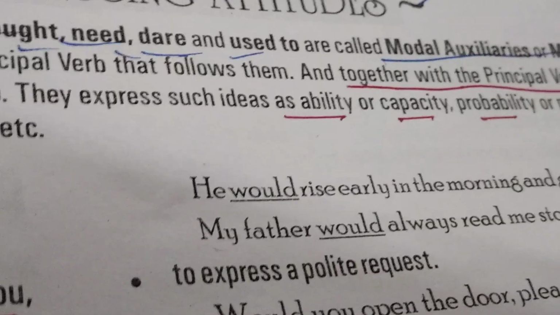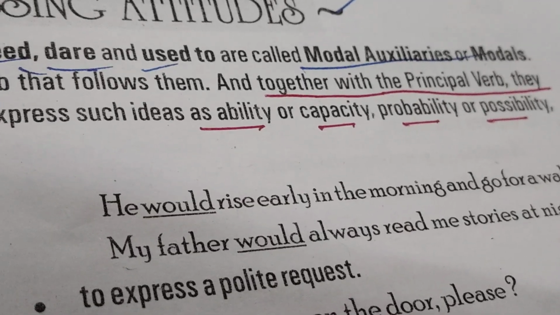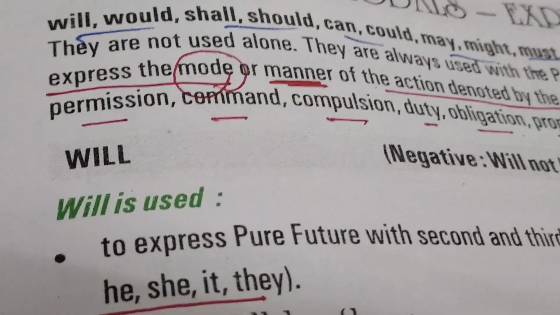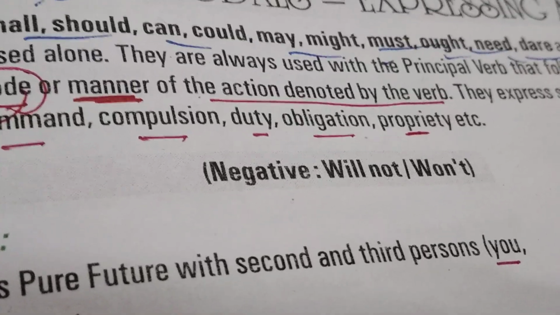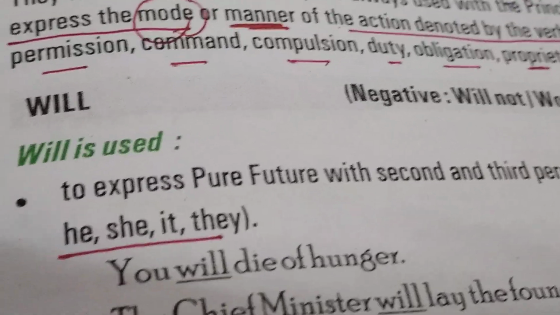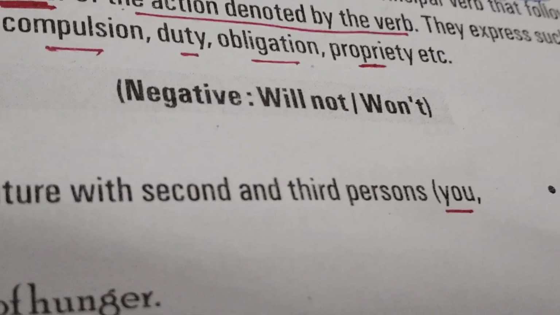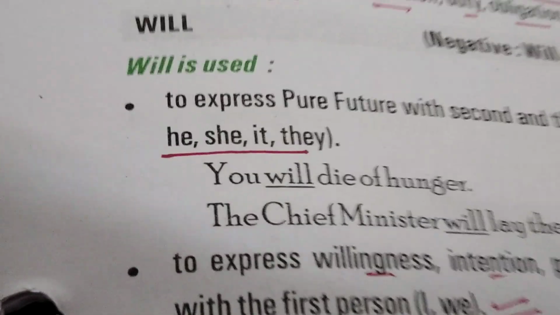What do they express now? They express such ideas as ability or capacity, probability or possibility, permission, command, compulsion, duty, obligation, propriety, etc. Some of the verbs are for positive, some for negative also. Let us start with will. Will, and the negative is will not, or in contracted form, won't.